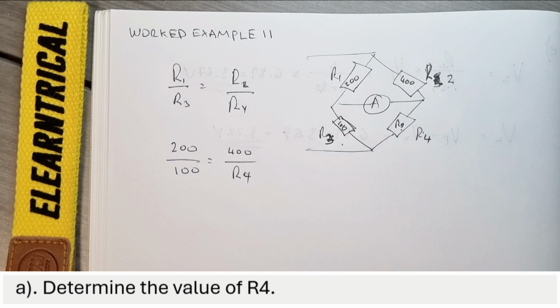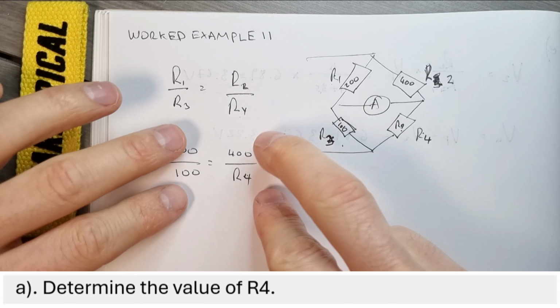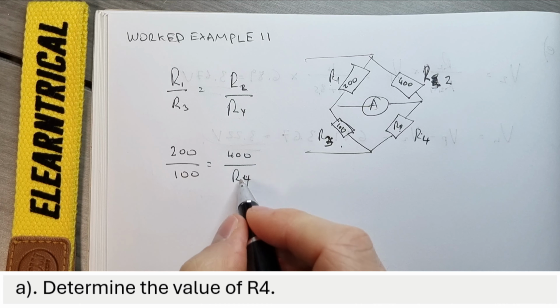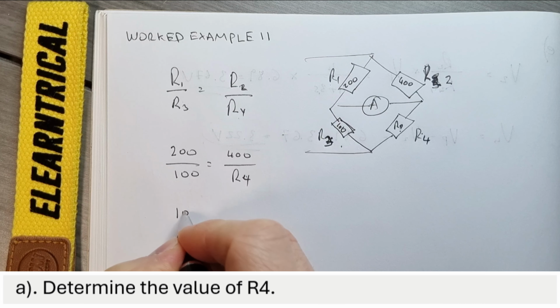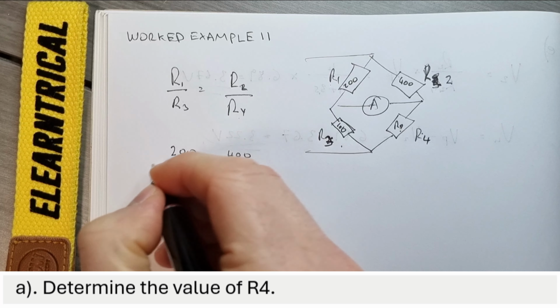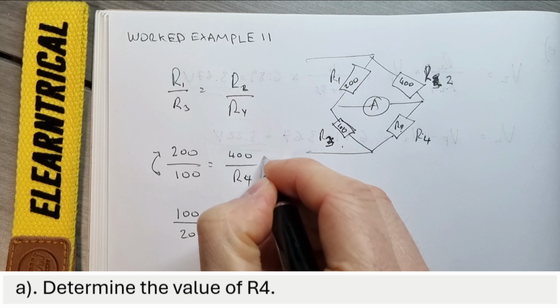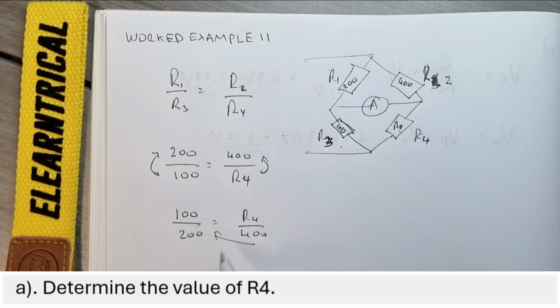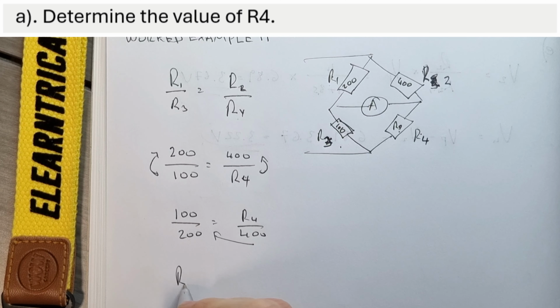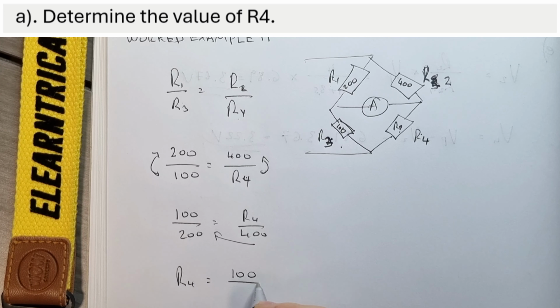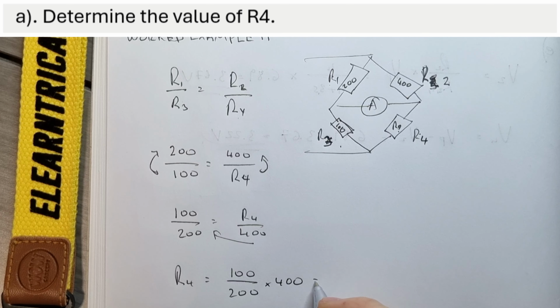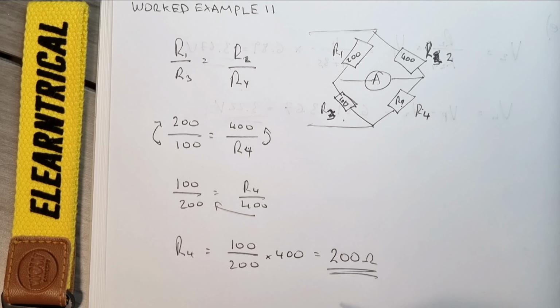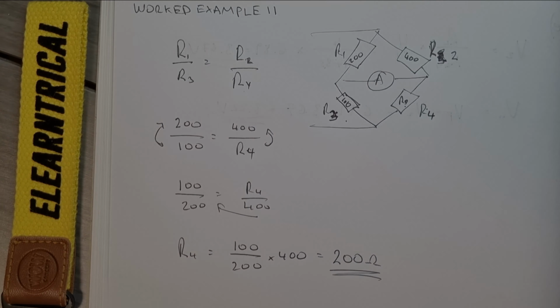We would then rearrange our equation, and the easiest way to do that would be to flip both sides, then multiply across by 400. So in other words, 100 over 200 becomes R4 over 400, and then multiplying across by 400 gives me R4 equal to 100 over 200 multiplied by 400. And in this case, that gives me 200 ohms as my R4 resistance to balance the bridge.